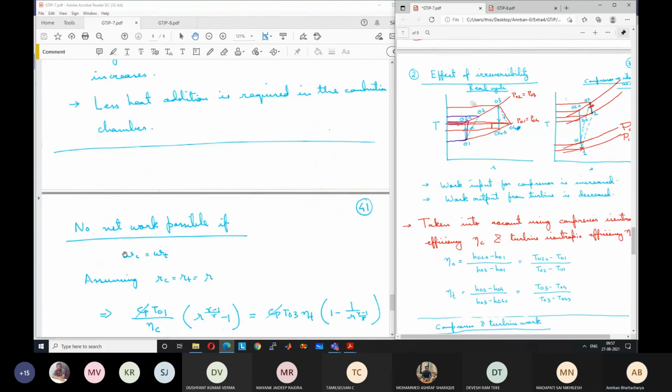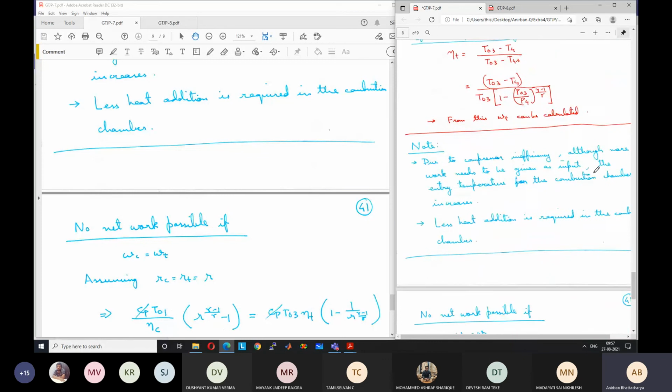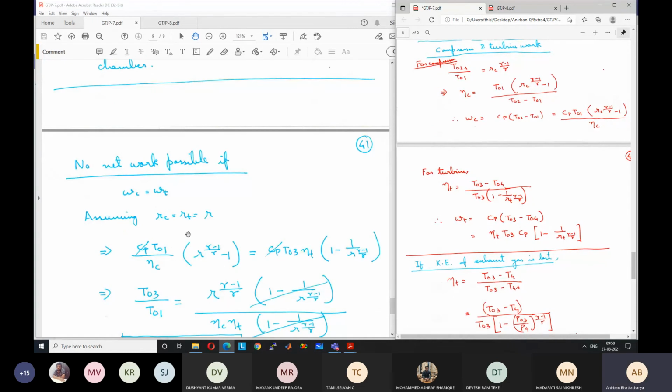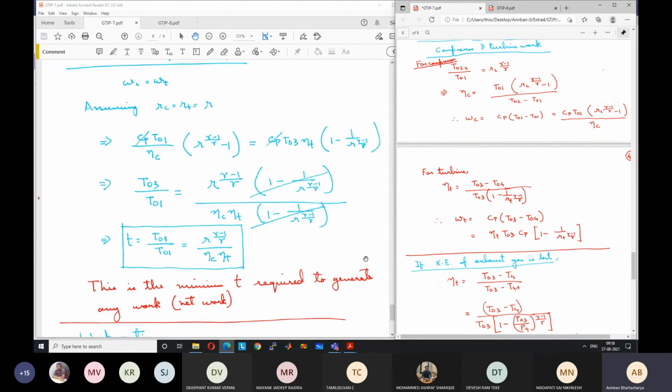This happens when WC is equal to WT. If you equate these two works, and assume that RC is equal to RT, so Cp T01 by eta C times (R to the power (gamma minus 1) by gamma, minus 1) is equal to Cp T03 eta T times (1 minus 1 by R to the power (gamma minus 1) by gamma). Cp gets cancelled, and after some calculations, T03 by T01 comes out as R to the power (gamma minus 1) by gamma, divided by eta C eta T. If the temperature ratio is related to the pressure ratio and the efficiencies in this way, then we will not get any work output.